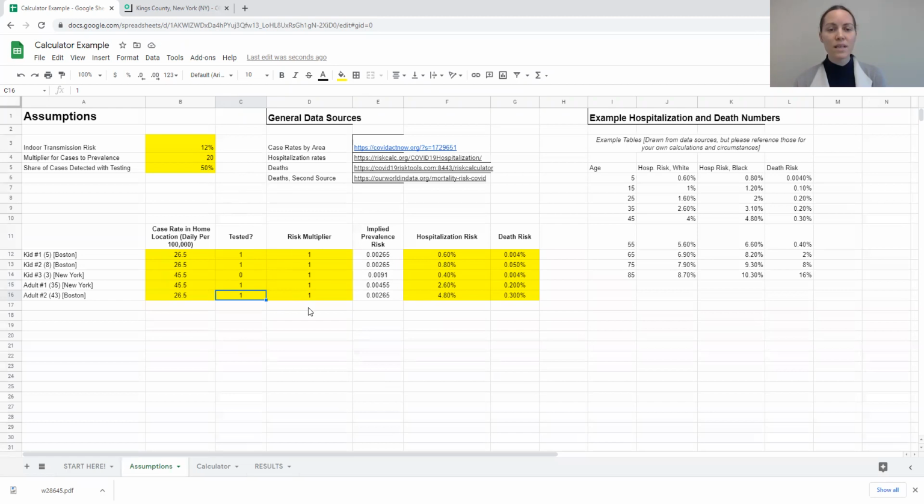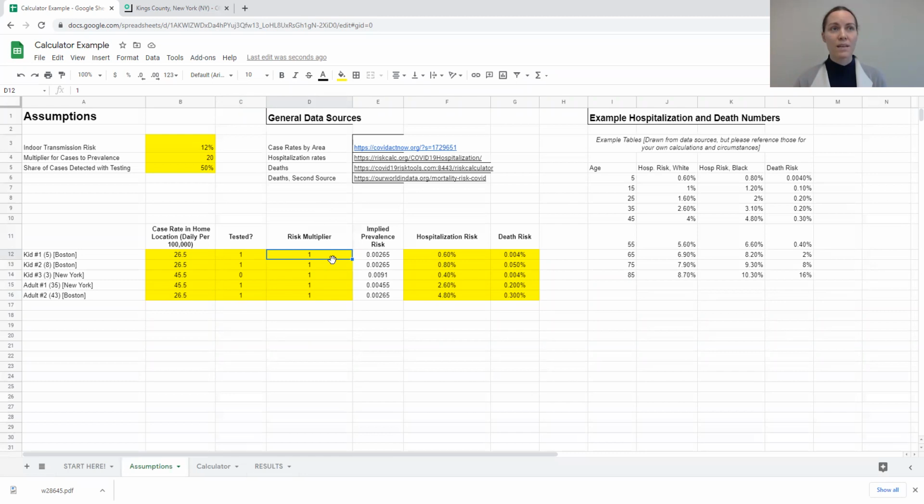And then there's this risk multiplier. I wanted a way in the calculator for people to capture the idea that some people may be higher risk than others. One way in which people might be lower risk is kids. We could think kids are lower risk than the overall population.